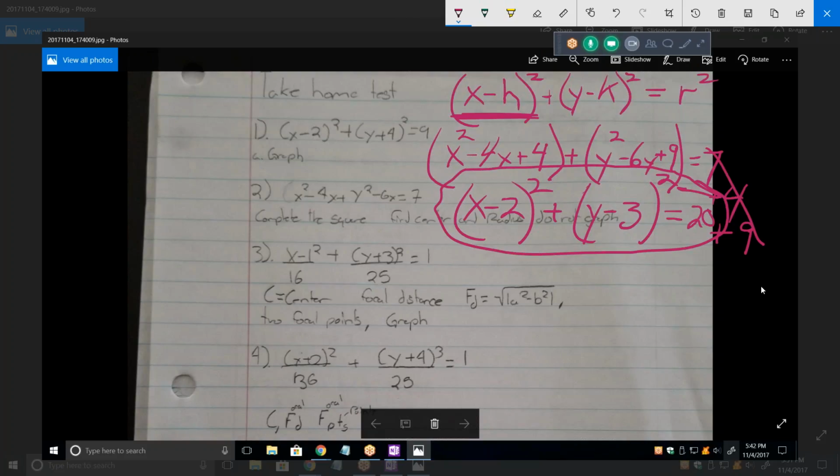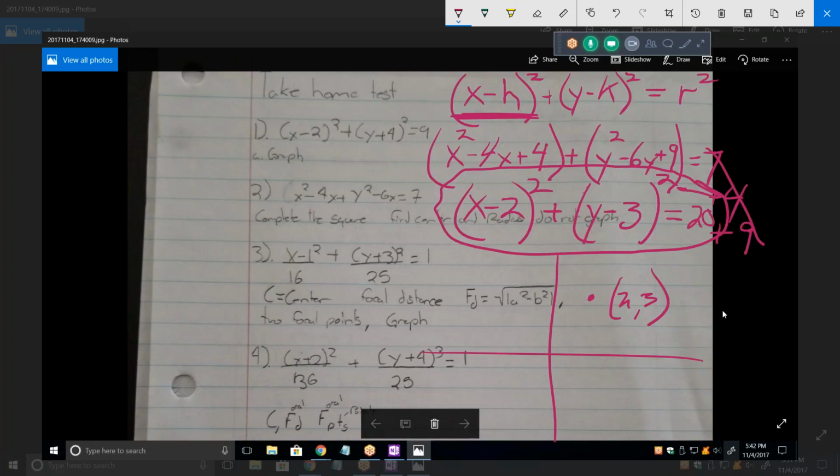Now, graph it. Where would I start? Oh, we don't need to graph it on that one. Oh, you don't? Okay. No, we just have to find the center and the radius. Okay, what's the center? The center is positive 2 and positive 3. Okay, good. And the radius is 20. Square root of 20. Square root of 20, you're right, sorry.